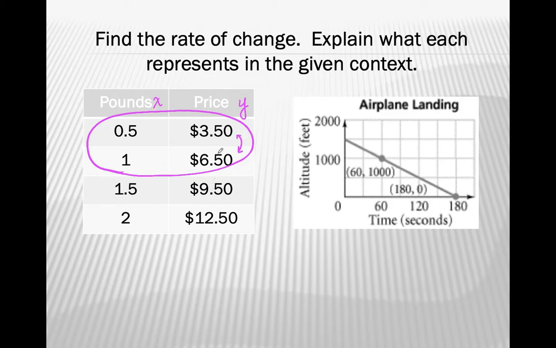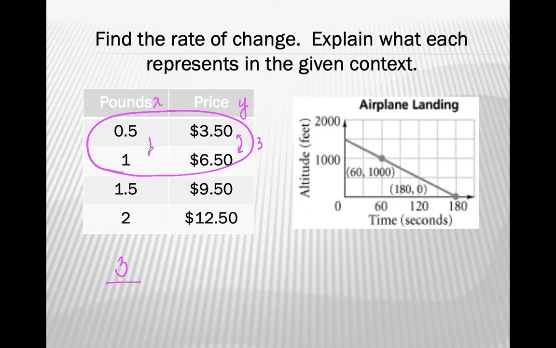is find the difference between the two y values. So $3.50 to $6.50, that is a difference of $3. It's an increase of 3, so it's a difference of a positive 3. If it went down, then we would write negative 3. So we want the difference here, which is 3. If it's a positive 3, it's 3. If it was a negative 3, we'd write negative 3.